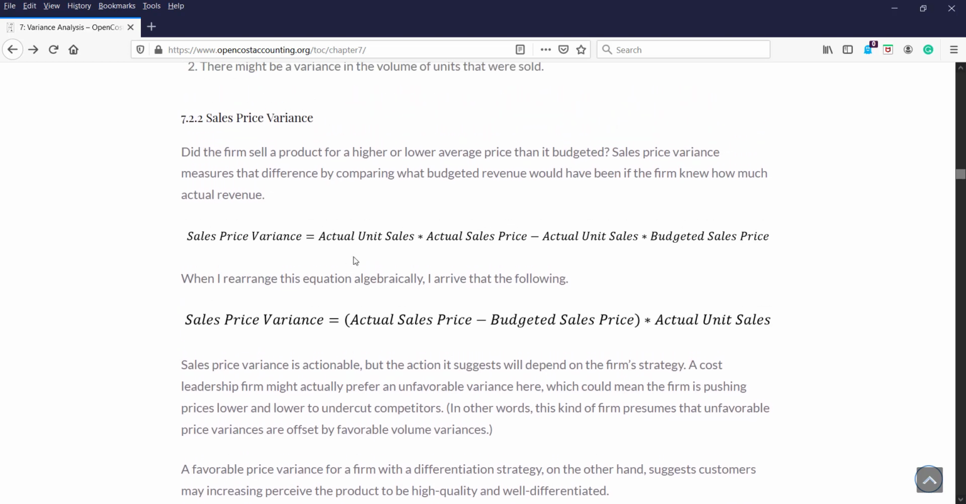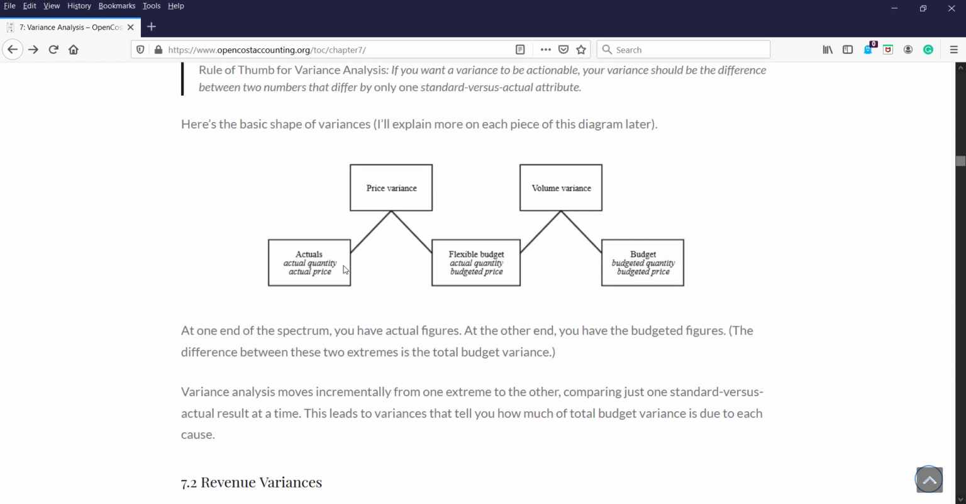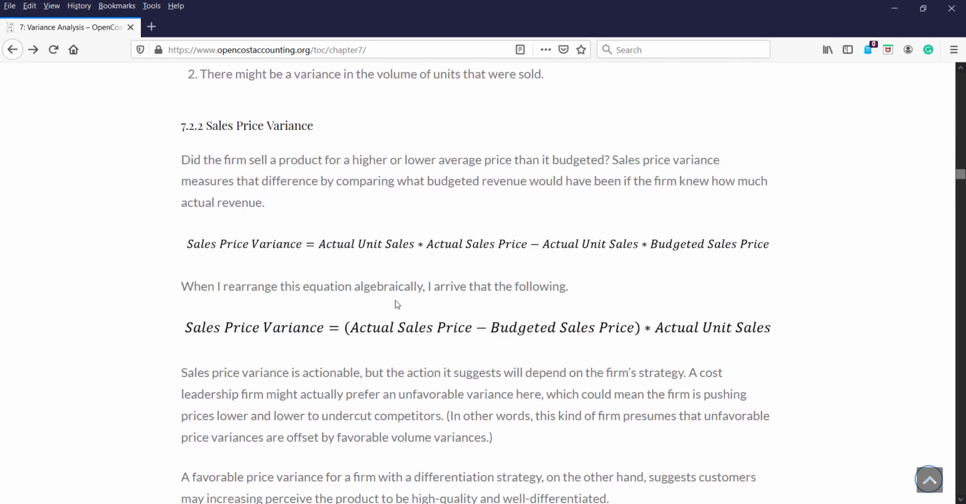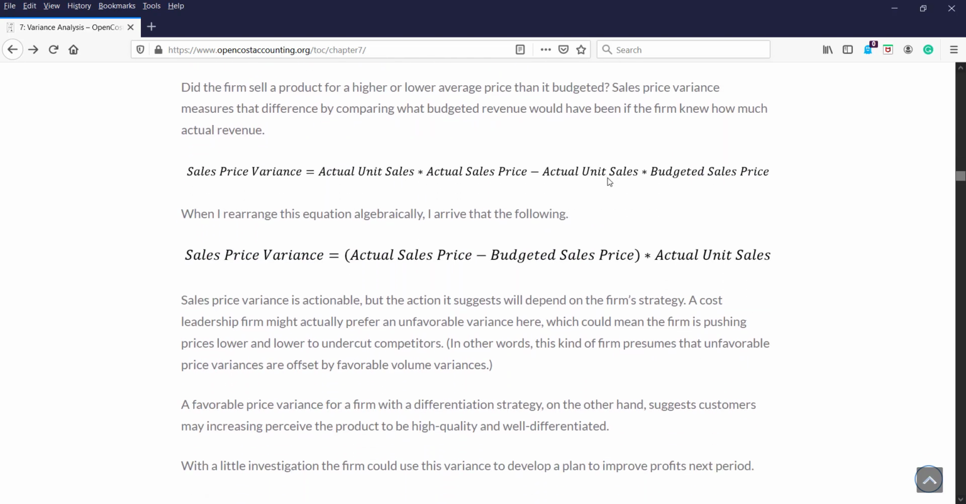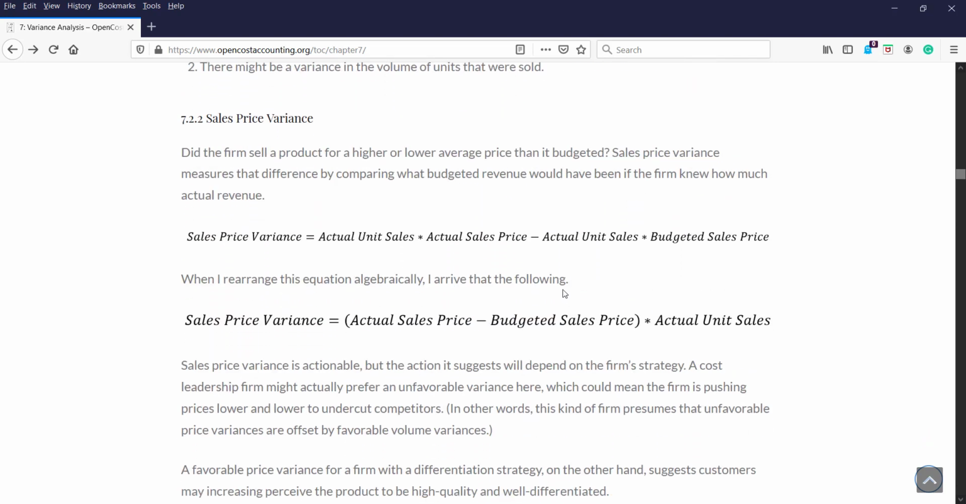So price is, as promised, actual quantity, or actual unit sales, times actual sales price. That's this box up here, actual quantity times actual sales price, minus actual quantity times budgeted sales price. And that's the flexible budget right here: actual quantity times budgeted sales price. And it's the difference between those two.